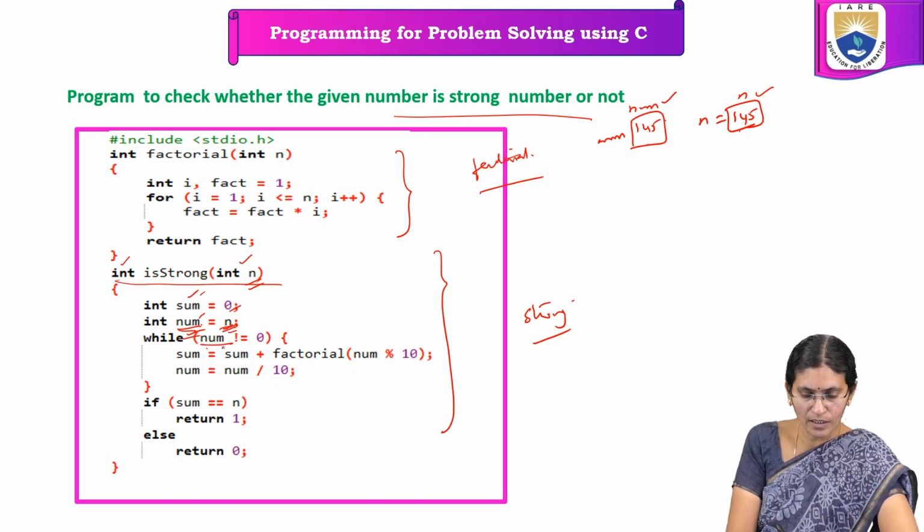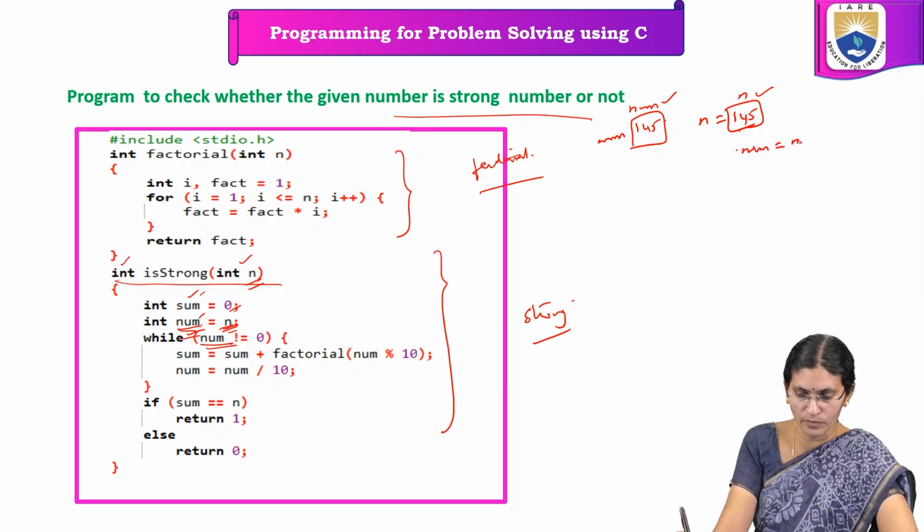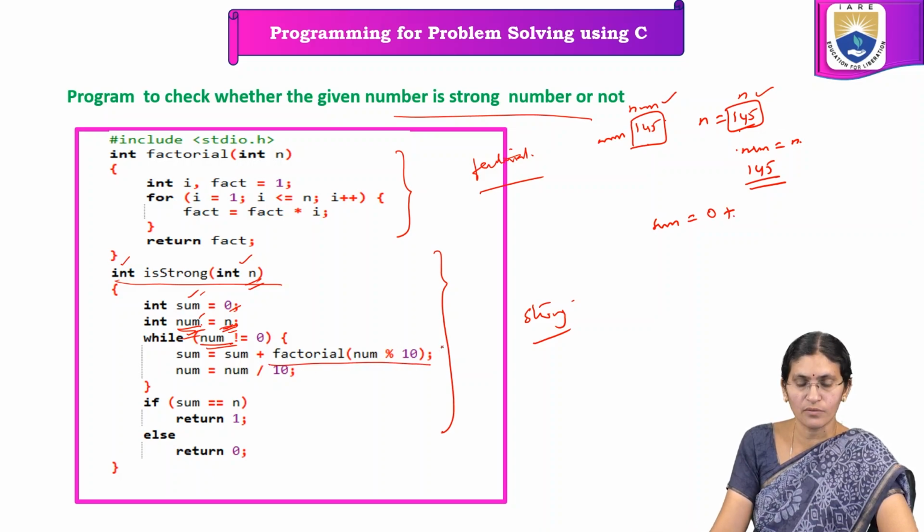While num is not equal to 0, inside this we have assigned num is equal to n. So num is equal to 145. Now first it will check. Initially the sum value is equal to 0. So sum is equal to sum plus, and here again we have called a function. Whenever the compiler sees this line, control is transferred here.